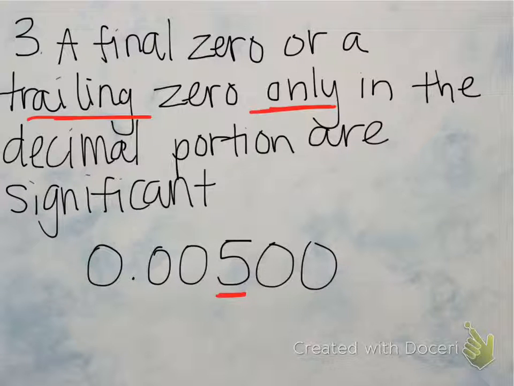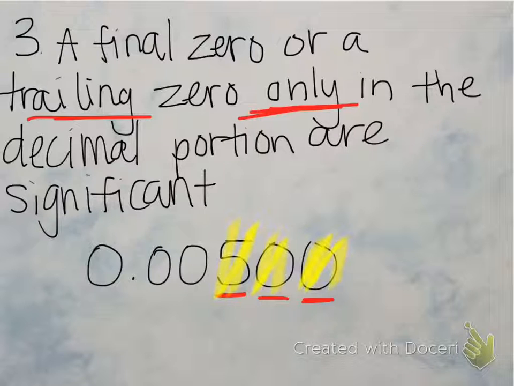So a trailing 0 only in the decimal portion is significant. These two numbers right here are trailing and they are in the decimal portion, therefore they are significant. This is the rule that you have to practice and practice and practice. So non-zero is significant. These are trailing behind, which means they are also significant. So that is also a final 0 as well.